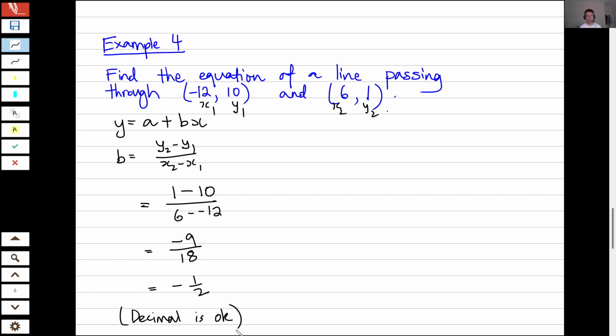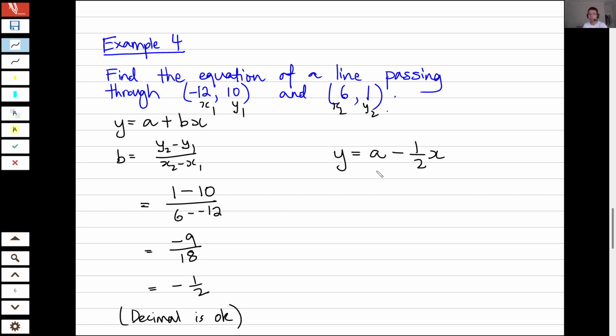Now, what did we do last time? What we had to do is start by rewriting the equation with the value of b that we found. In this case, it was negative a half. So instead of y equals a plus bx, I know something more now. I know that it's y equals a minus half x, where negative half is the slope, and a is the intercept. I don't know it, but I'm going to calculate it.